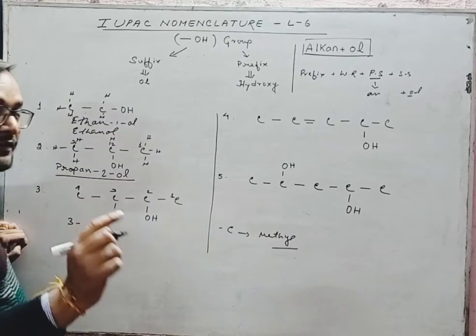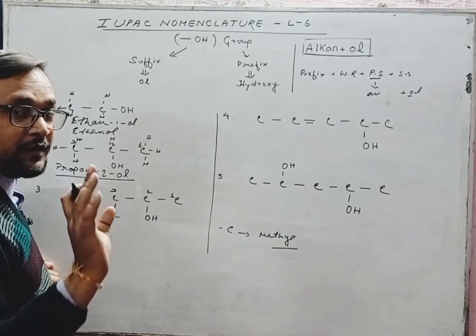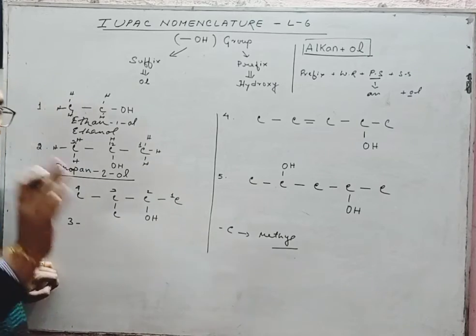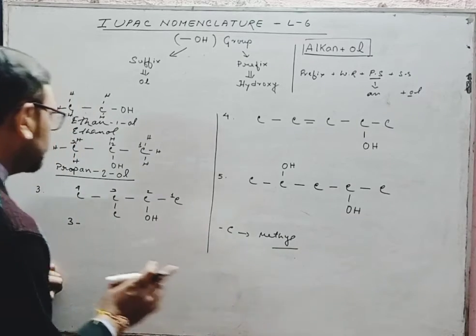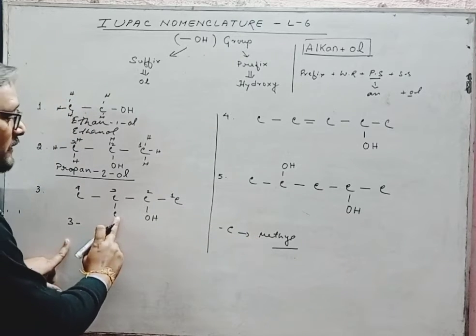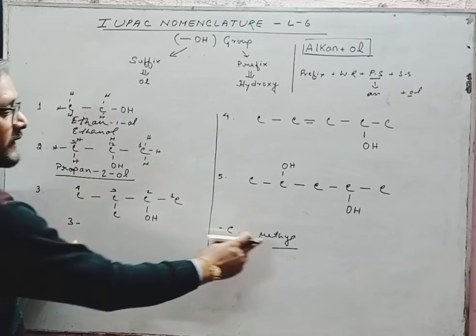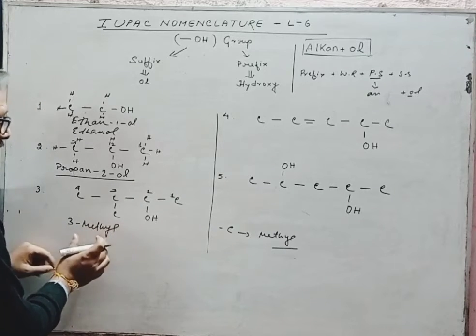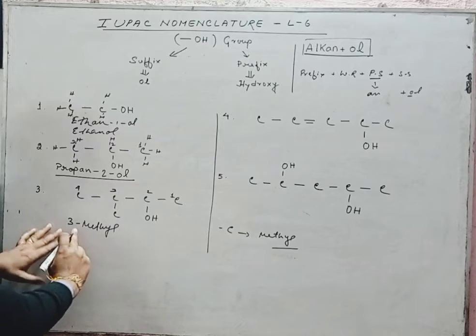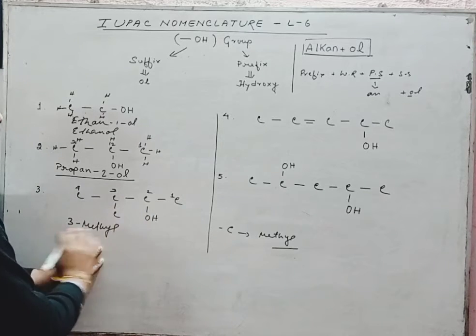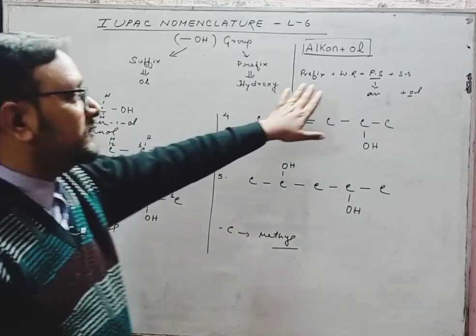Okay, already in the previous lectures I have discussed this. All these things, if you have any confusion in this thing, then you must watch those videos. Okay, so 3, so how many carbon are there? Only 1. So I will write 3-methyl. Okay, this is a prefix. Clear? This is a prefix. So 3-methyl. After that, now no more substituent, no more prefix is here.